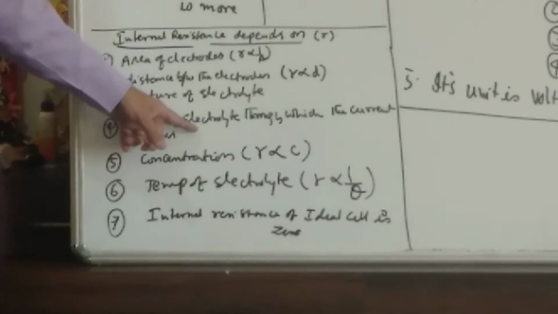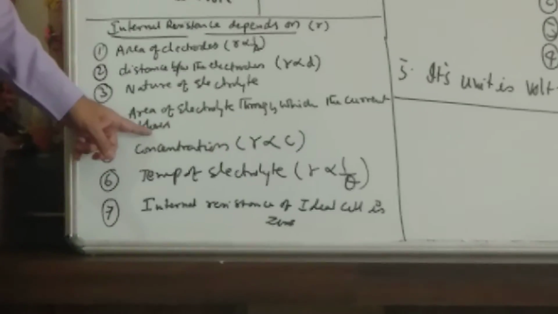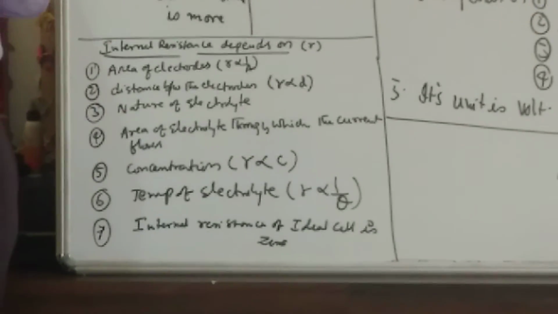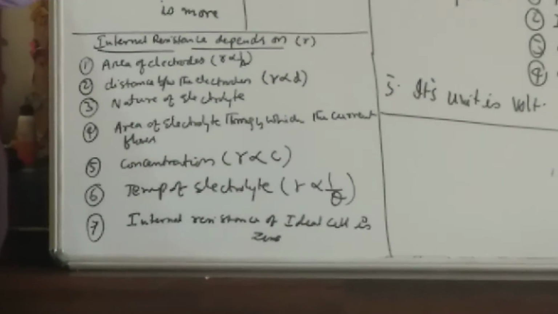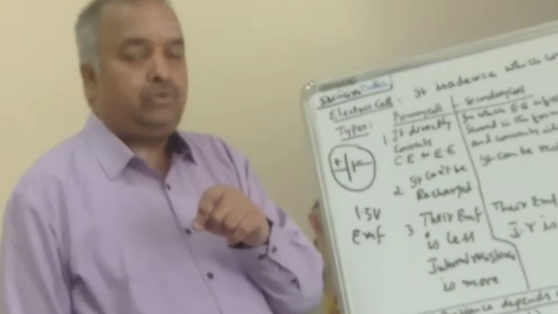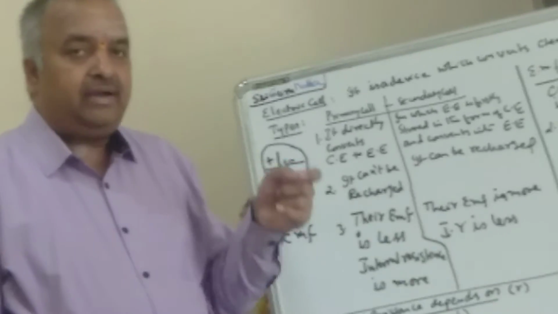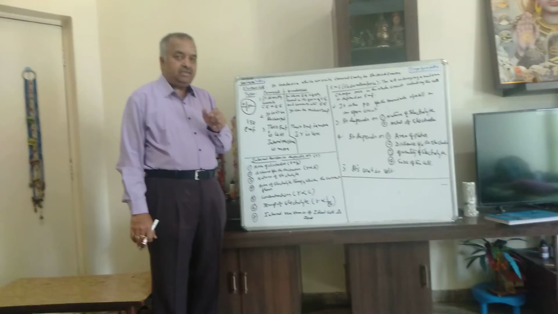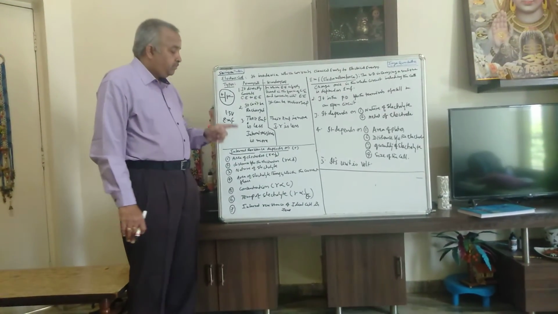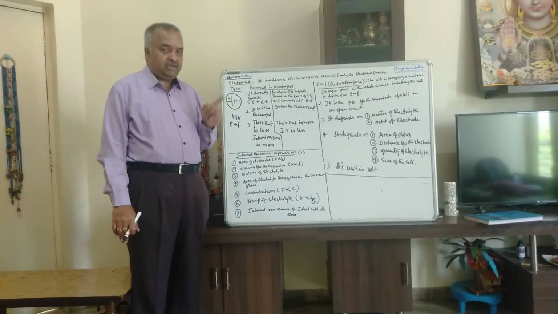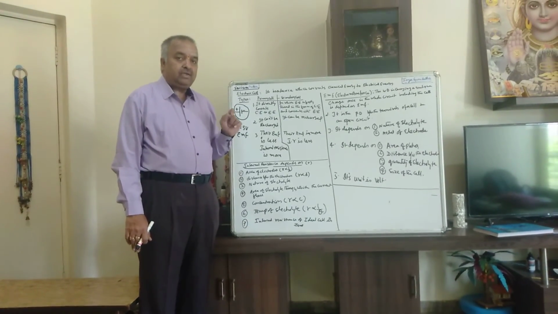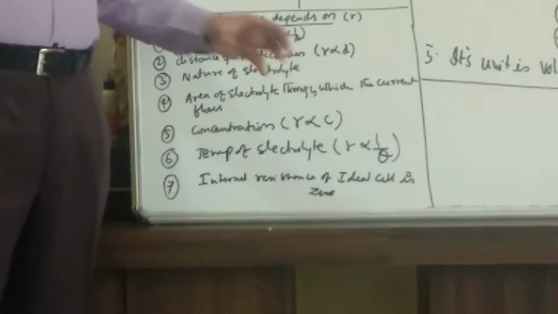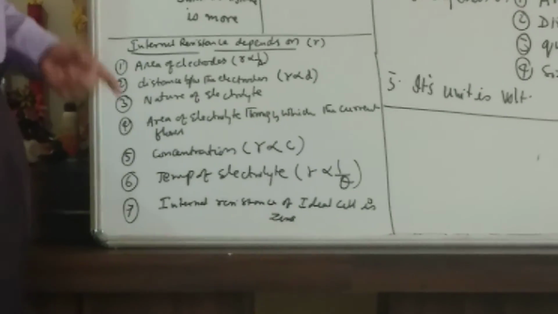So consider the electrolyte through which the current flows. Actually, within the cell, the current flows from the negative terminal to the positive terminal. Outside in the circuit, it flows from the positive terminal to the negative terminal. The current direction outside is called conventional current. Inside the cell it is called electronic current. So positive to negative is the conventional current, and negative to positive is the electronic current. And R is proportional to the concentration C. As the concentration is more, the resistance is more.